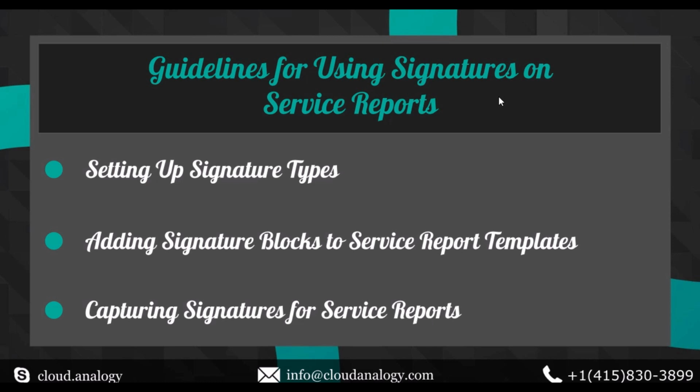Now, we have guidelines for using signatures on service reports. Basically, when we create a service report, we have an option of adding the digital signature of the customer. We can even set up signature types, which I will be showing later. We have various pick list values in the signature type, and signatures are always captured from the Field Service Lightning mobile app. We can also add these signature blocks to our service templates so that we can use them later in the reports.